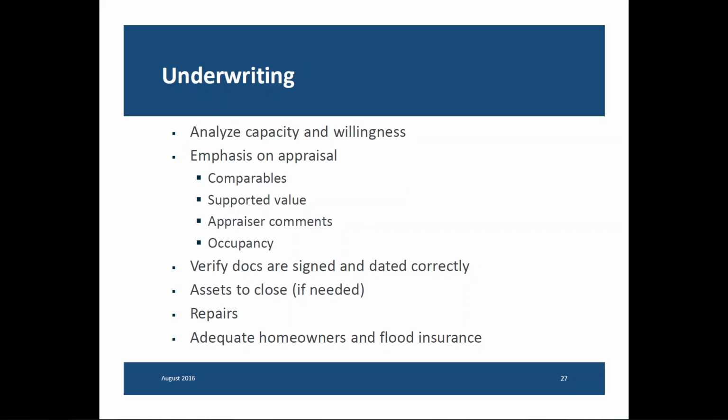Repairs have to be done or set aside for if they're not health or hazard. Adequate homeowners and flood insurance has to be in place, or we need a cert, a deck page, and 12 months of payment have to be done at closing.